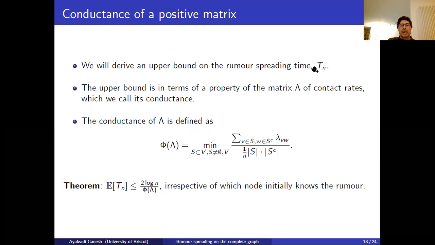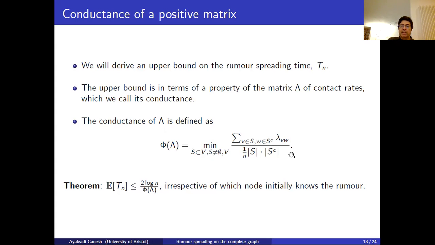know the rumour. And this will be stated in terms of a property of the matrix lambda. So the model is parameterized by this matrix, and therefore the time for the rumour to spread should also depend on the matrix. And the upper bound will be in terms of a property of the matrix called its conductance. So we begin by defining the conductance of lambda. We'll denote this by capital Phi, which is a function of the matrix capital Lambda. And it's defined as a minimum over all subsets of the vertex set of a certain ratio.